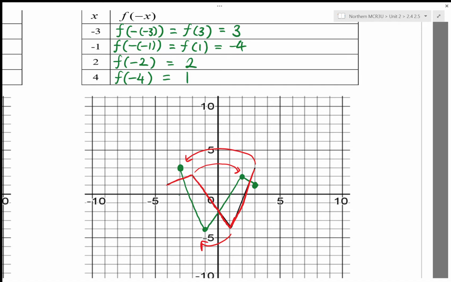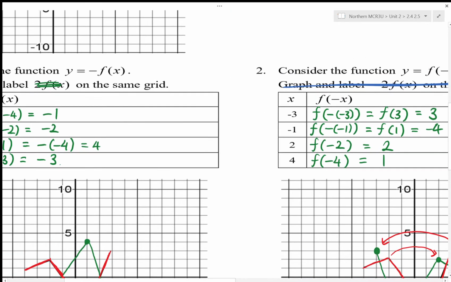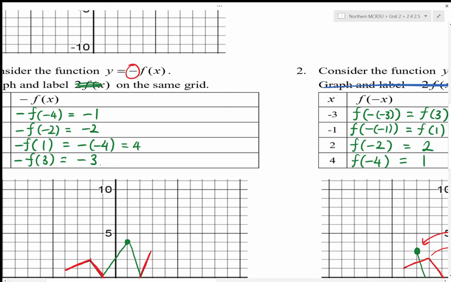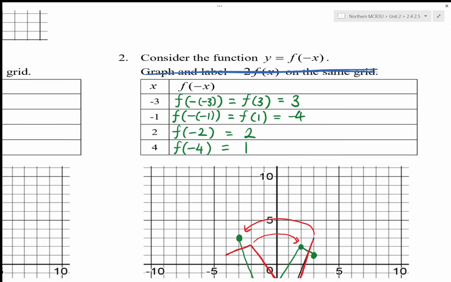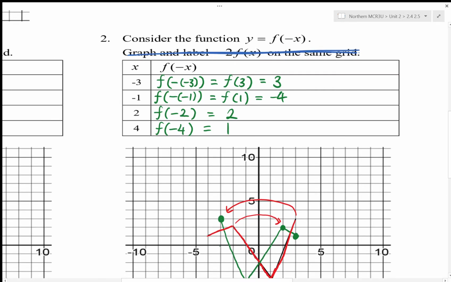So hopefully you can see that the conclusion is when you have the negative sign in the front of the function, outside of the function, that will flip the graph vertically, so it is a reflection on the x-axis. And if you have the negative sign inside of the function, which is usually sitting in front of the x, that will give you the reflection along the y-axis.